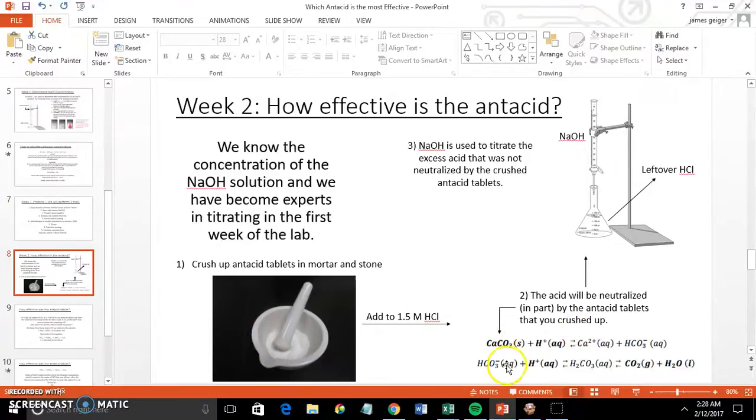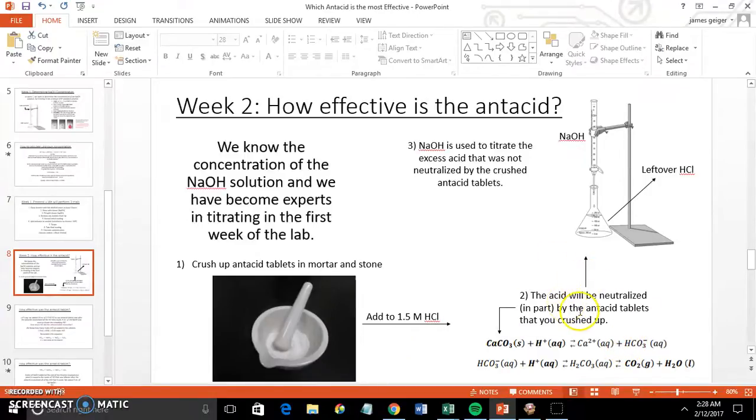And remember, you have this type of reaction going on. You may have sodium carbonate instead of calcium carbonate. It'll be a little different, but same idea. The acid will be neutralized in part by the antacid tablets that you crushed up. So after this reaction happens, you're not going to have any more antacid tablets, but you're going to have some acid left over in that beaker.